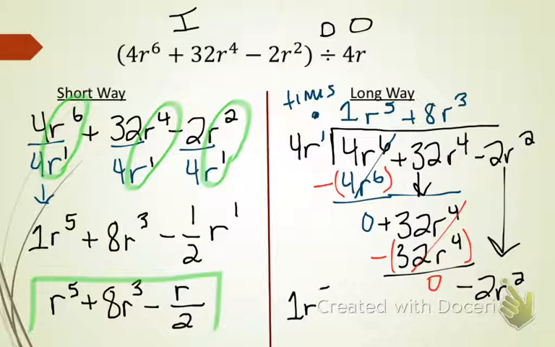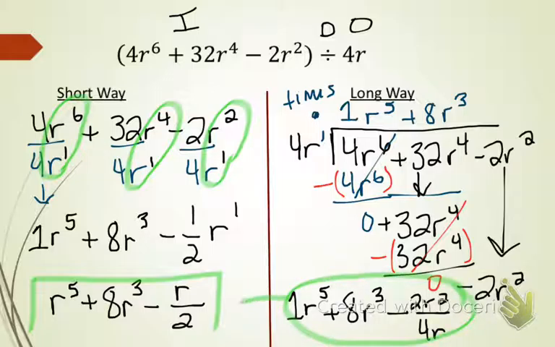1r to the power of 5 plus 8r to the power of 3 minus, because this was a negative number, remember what we were dividing by goes at the bottom. Our remainder goes at the top. Okay. Now you're probably thinking, how come this answer doesn't look like that one? Well, it does. We just gotta reduce this last part. How do we reduce? Well, 2 divided by 4 gives us 1/2.